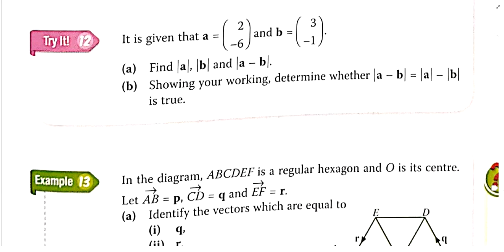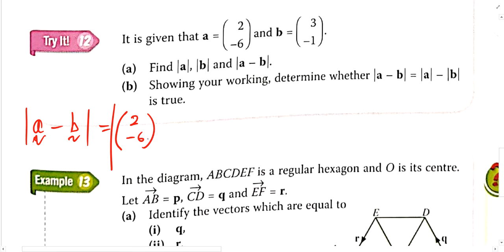Try question 12. I'm not interested in A and B, because you can do it yourself. What's the working? Okay, so I show you the presentation. This is what you can do. Magnitude of A minus B: draw the vertical lines first, then just substitute in your A and B. So (2, -6) minus (3, -1). So continue with the magnitude. 2 minus 3 is -1, -6 plus 1 is -5.